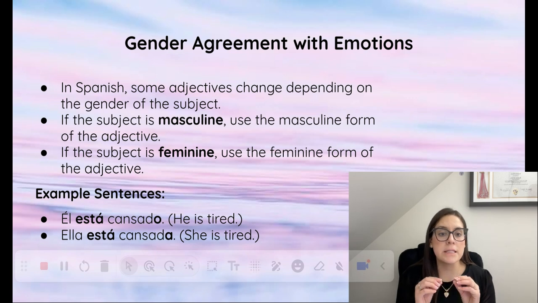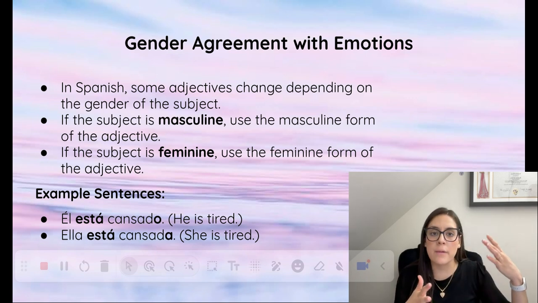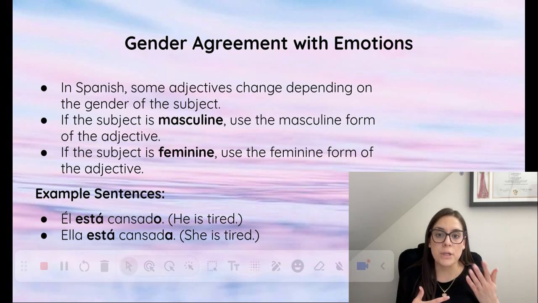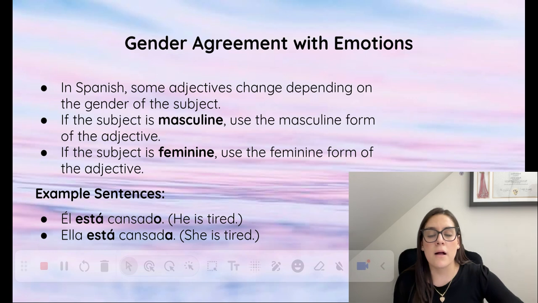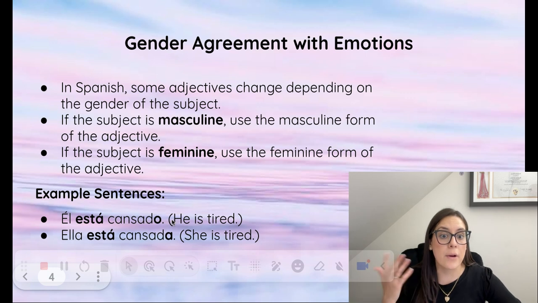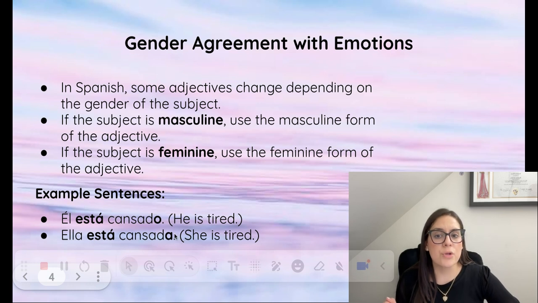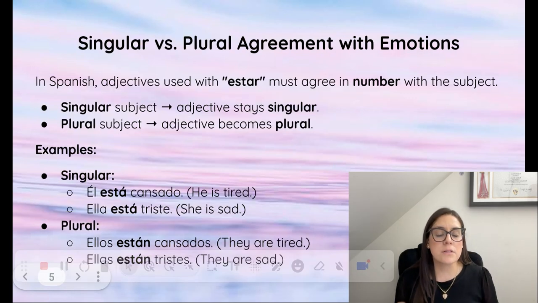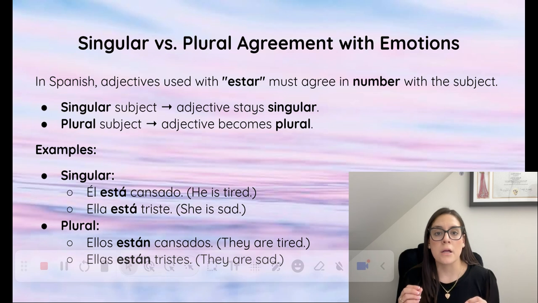So if the subject is masculine, a boy, we're talking about a man, a boy, we're going to be using the masculine form of the emotion. If the person we're talking about is feminine, a woman, a girl, then we're going to be using the feminine form of the adjective. So here are 2 examples. Él está cansado. Notice how we're using cansado, the O at the end, because we are talking about él. Then we have ella está cansada. We're using the A at the end because we're talking about ella, una chica.